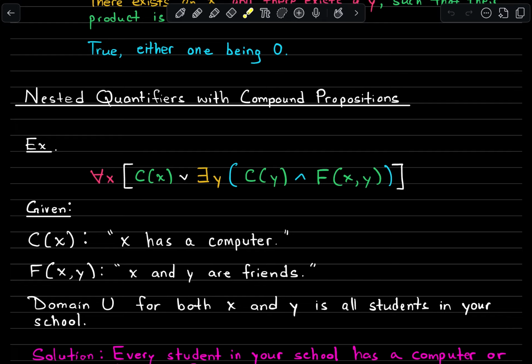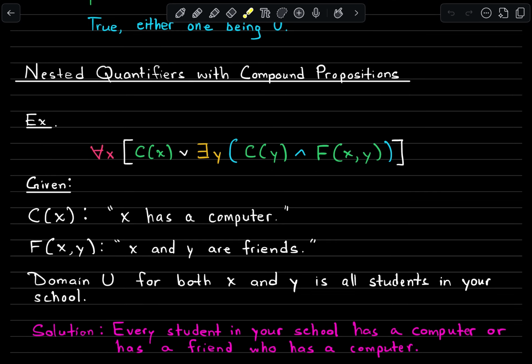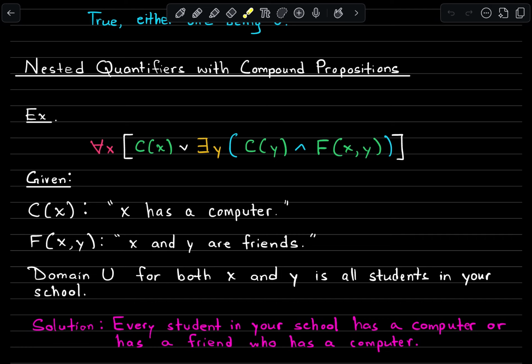Okay, so to put that into more plain English, every student in your school has a computer, or they have a friend who has a computer. Okay, so this conjunction between these two properties, they have a friend who has a computer. In logic, we would just say there exists a person who is both their friend and owns a computer. It's the same idea. So this is an example of how you might see nested quantifiers with compound propositions.